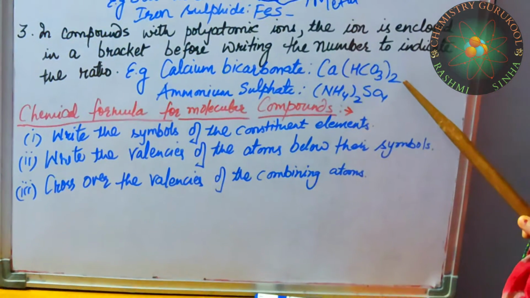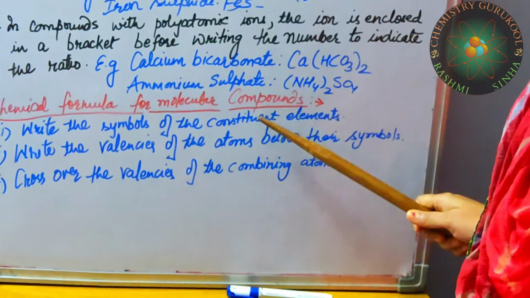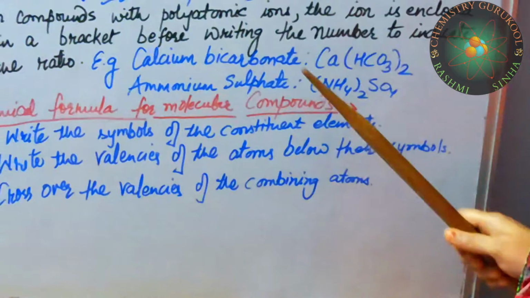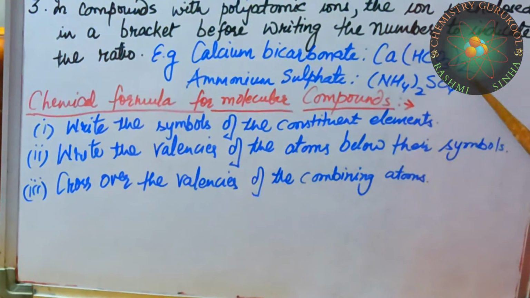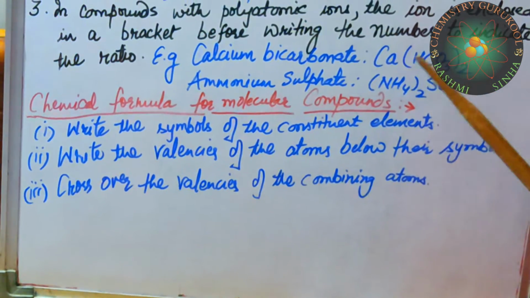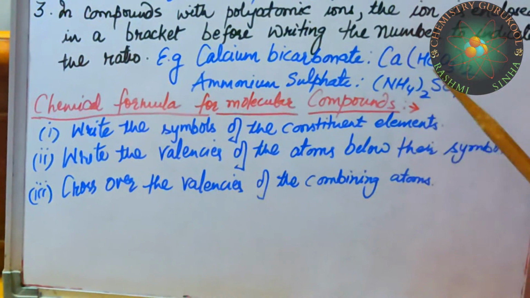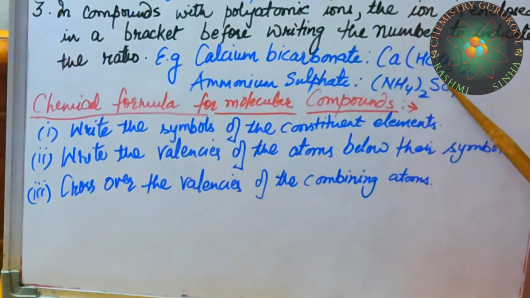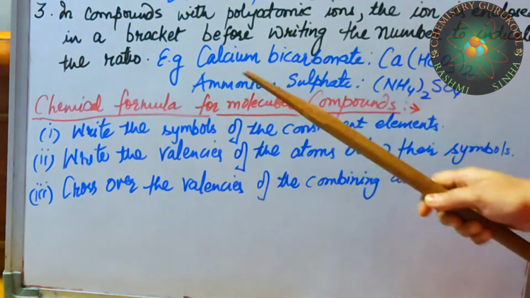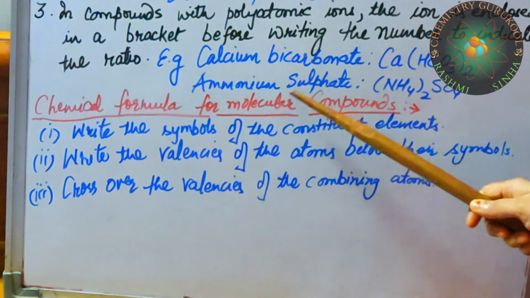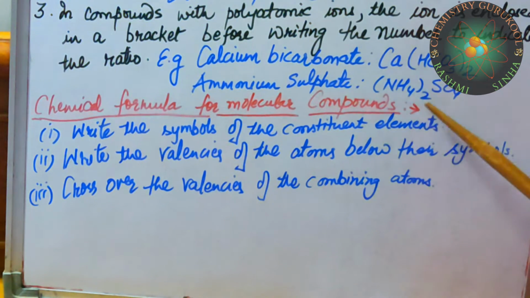What is this 2? I will explain it in the next part when I discuss how to write the chemical formula. Actually children, this 2 indicates the valency of calcium. So whenever a formula is written, the valencies are crossed over. Now the next example I have taken is ammonium sulfate. In ammonium sulfate, ammonium is the polyatomic ion, so it is written in the bracket and sulfate is outside the bracket.